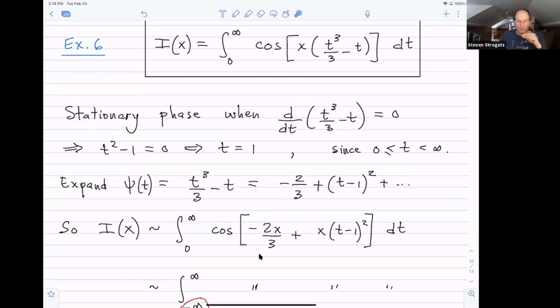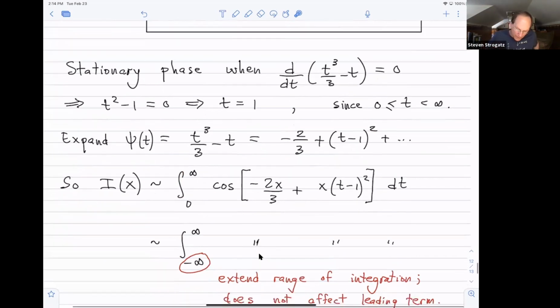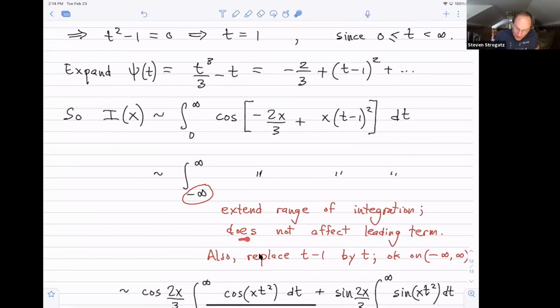And then this is where I want to do this clever move. This is asymptotic anyway. So if I'm only interested in the leading term, not the whole asymptotic expansion, just the predominant term, there's no harm in extending the range of integration all the way out to minus infinity, rather than just going from 0 to infinity, because I'll just be adding terms that would affect higher order asymptotics, but not the leading term. So why did I do that? Well, it doesn't affect the leading term, but it has the advantage that then I can replace the t minus 1. Everything's being centered around 1 at the moment.